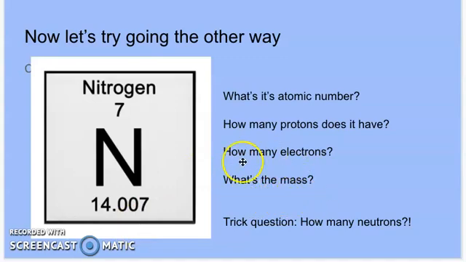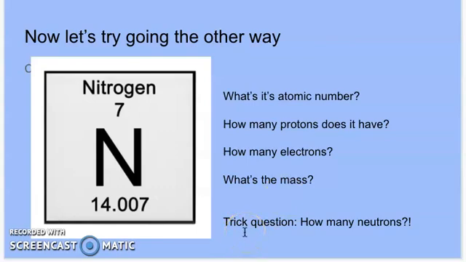A good way to remember, and that is the mass. I didn't answer that. A good way to remember that the bottom number is your mass is because you have this funky little decimal going on. Your atomic number is always going to be a whole number. So whenever you see a decimal like this, you can immediately think, okay, that's the weight, because it's just an average.